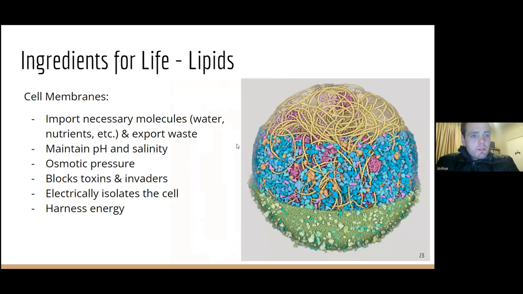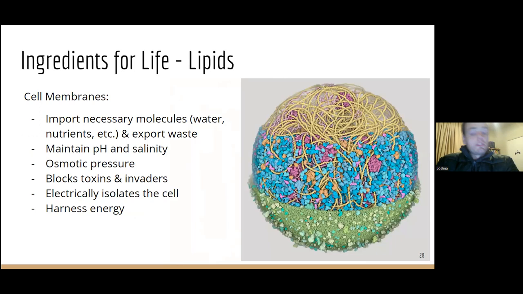So the lipids make up the cell membranes, which have a very key role in the cell. They import the necessary molecules like water, nutrients, etc., and they export waste. They maintain the pH and the salinity of the cell. They maintain osmotic pressure. They block the toxins and invaders.